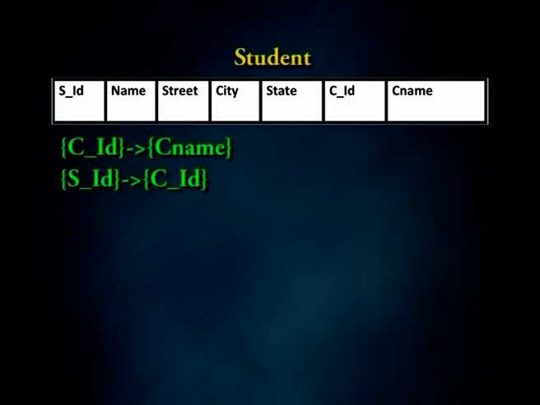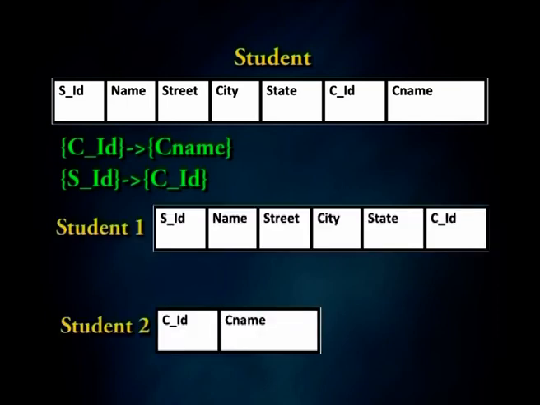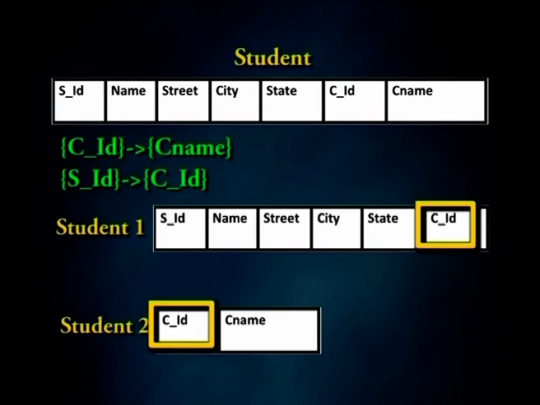So, to convert the relation student to 3NF, it is decomposed into two new relations, student 1 and student 2, as shown. Relation student 1 has attributes SID, name, street, city and CID, and relation student 2 has the attributes CID, CNAME. Here attribute CID of relation student 2 is the foreign key of the relation student 1. So, now both the relations are in the third normal form.